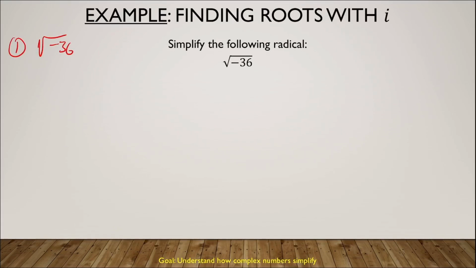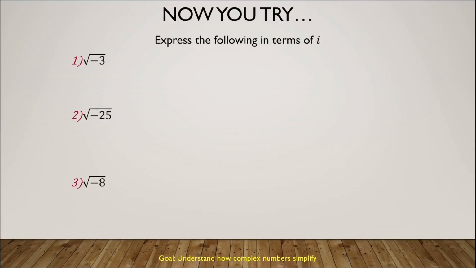So what I'm going to do is say this square root of negative 36, I'm going to change it to be the square root of negative 1 times the square root of 36. So I'm just going to take out that negative. We know how to deal with it now. Next, the square root of 36 is 6, and the square root of negative 1 is i. So this is 6i, and there's my answer. All right, now you try.